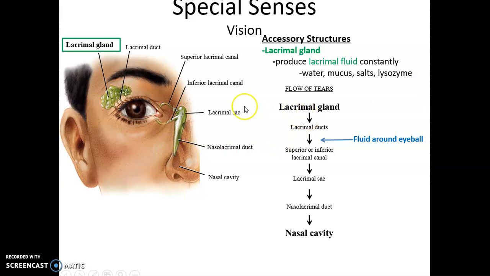compound. So the lacrimal glands produce the lacrimal fluid, the tear fluid, which goes out the lacrimal ducts and around the surface of the eye, helping to keep the eye moist and clean. Then it'll eventually reach the lacrimal canals that lead to the lacrimal sac, then down through the nasolacrimal duct into the nasal cavity. So the tear fluid will end up eventually entering the nasal cavity. And this is why when you cry, you get a runny nose.